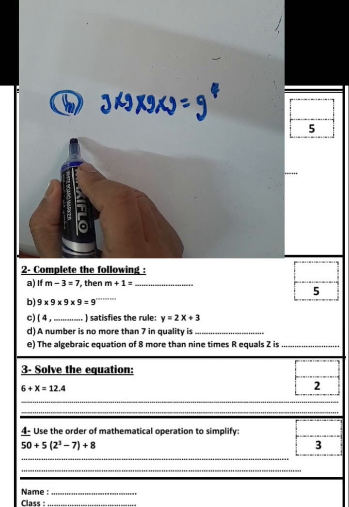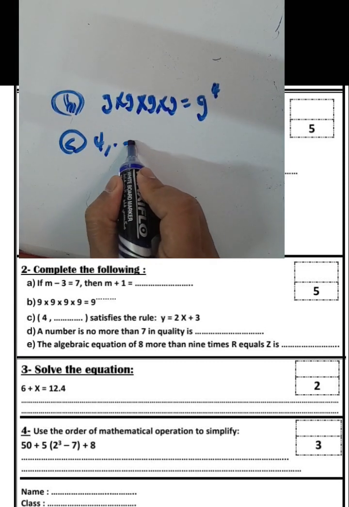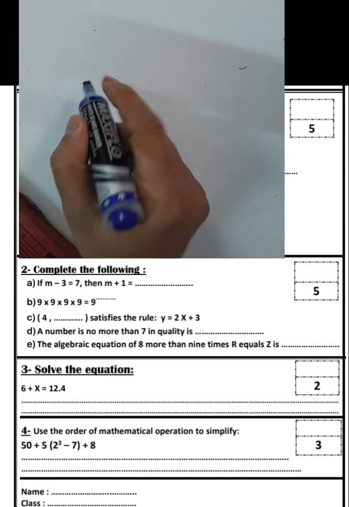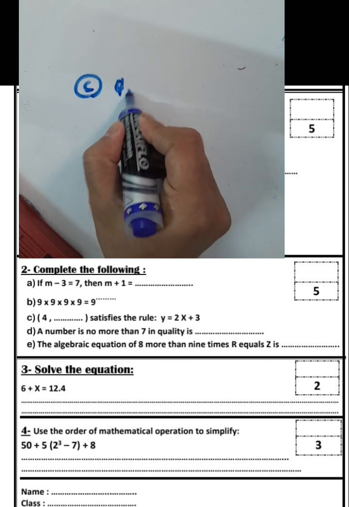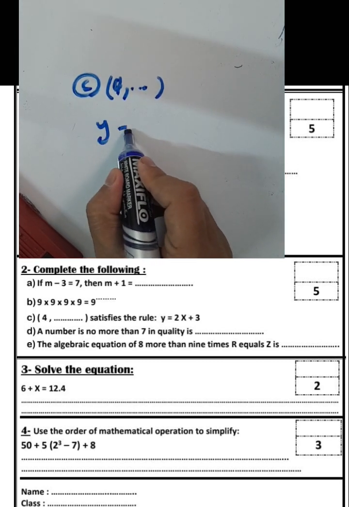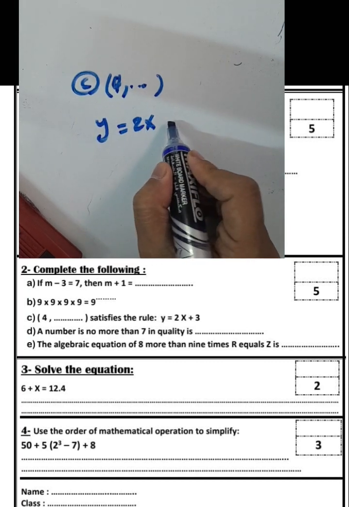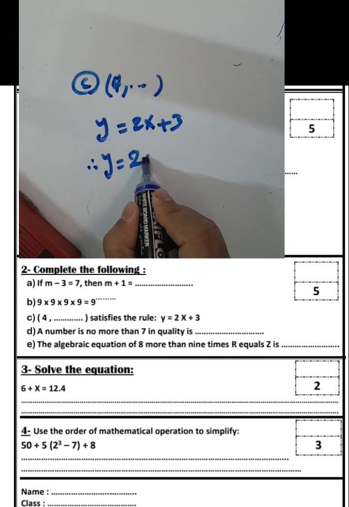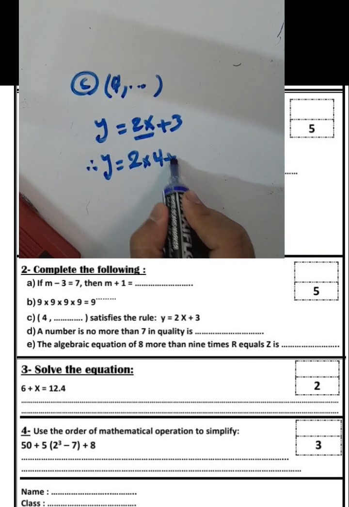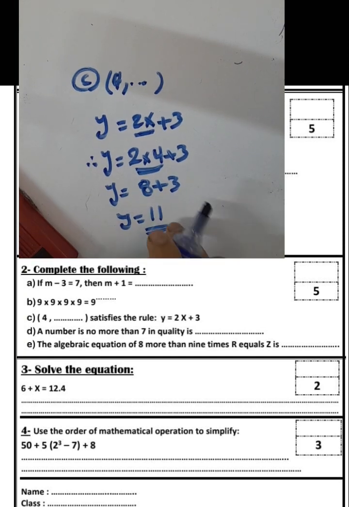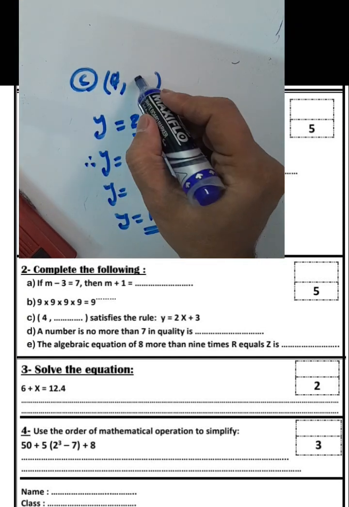Letter C. 4 and a space satisfies the rule y equals 2x plus 3. Put x equals 4, then y equals 2 times the value of x, 4, plus 3. Then y equals 2 times 4, which is 8. 8 plus 3 equals 11. The result here will be 11. Then the point will be 4 and 11.